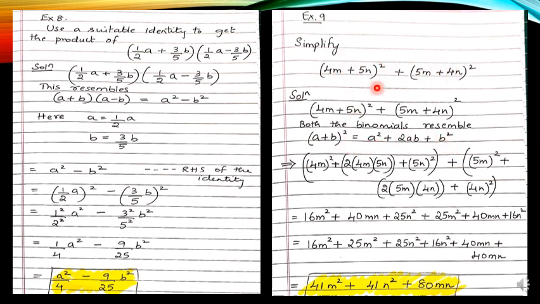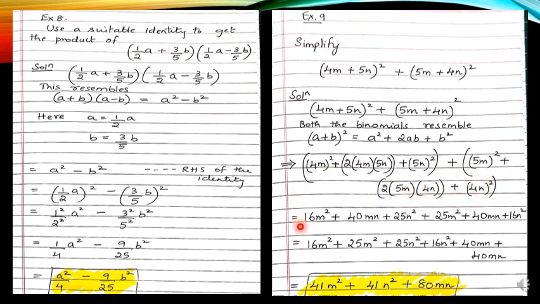So for the first one, 4m plus 5n the whole square, a square plus 2ab plus b square. So a square means 4m the whole square plus 2 into a into b is 2 into 4m into 5n plus b square means b is 5n, isn't it? So b square is going to be 5n the whole square. Similarly, apply a plus b whole square for this also, so that it is going to be 5m the whole square plus 2 into 5m into 4n plus 4n the whole square.